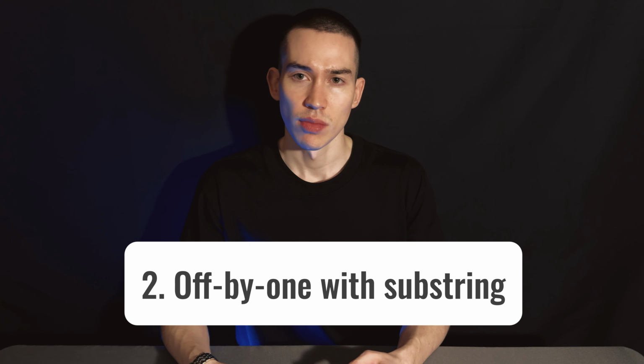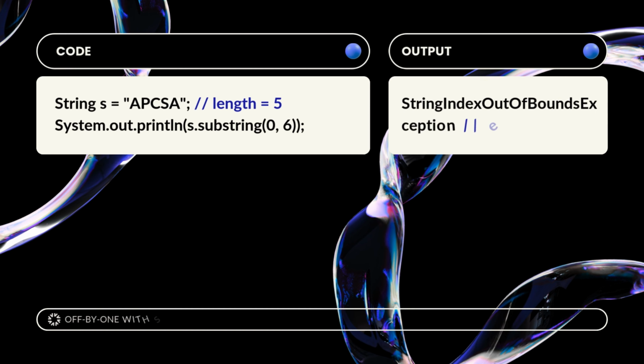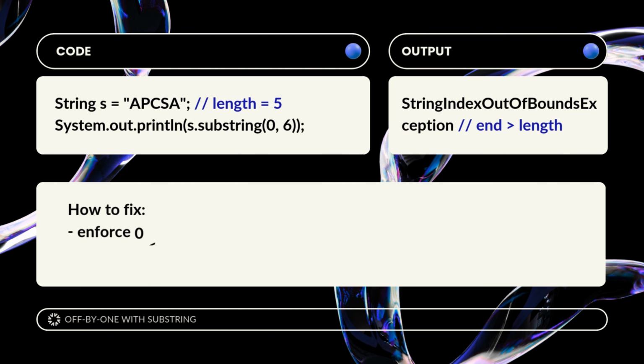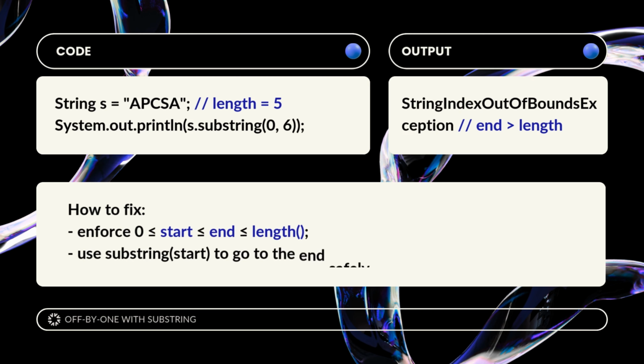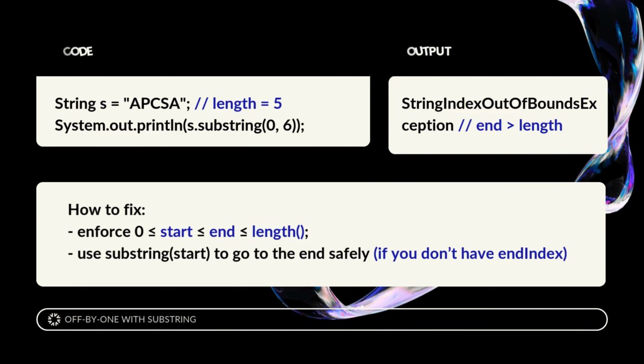Second pitfall. Off by one with substring. Here the code will crash because the end is more than the length. How to fix? Enforce 0 <= start <= end <= length. And use substring(start) to go to the end safely if we don't have an end index.